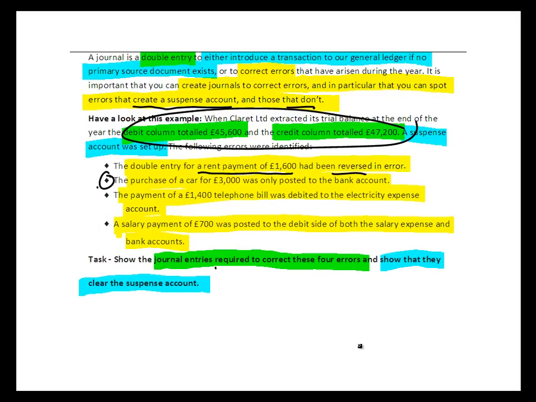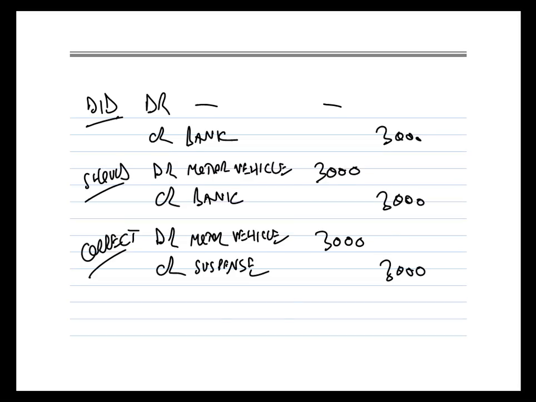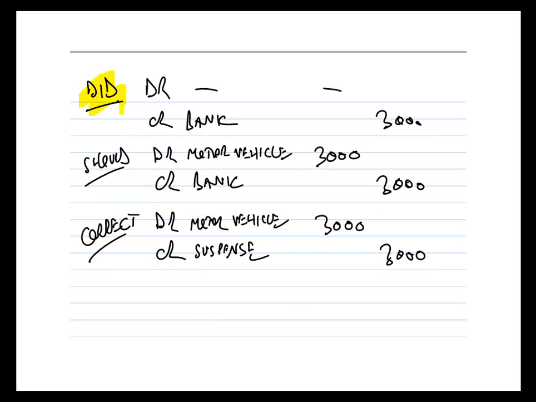Well, the second error, purchase of a car for £3,000, was only posted to the bank account. So they're telling us they've only posted one side of the double entry. And because we're purchasing a car, because we're spending money, the entry to the bank account would be a credit entry. So if I look at my three-step process, I think that the double entry that they did post would have been no debit entry and just the credit to the bank of £3,000.